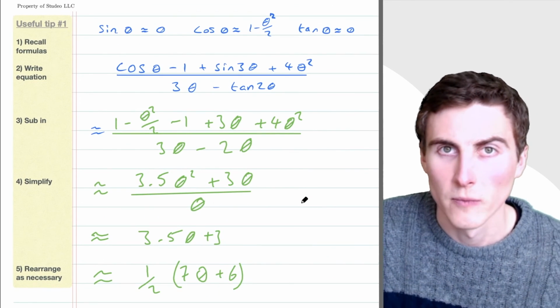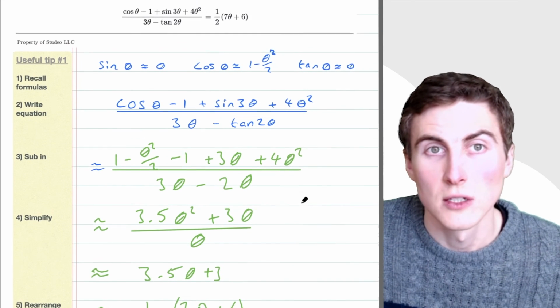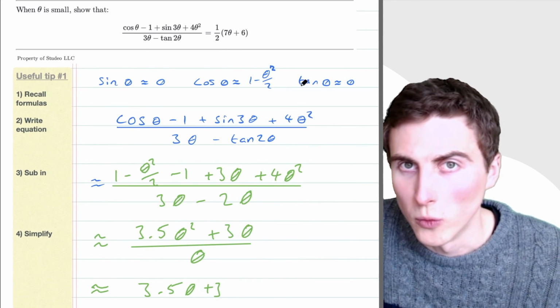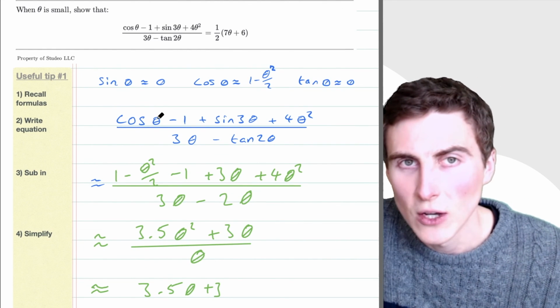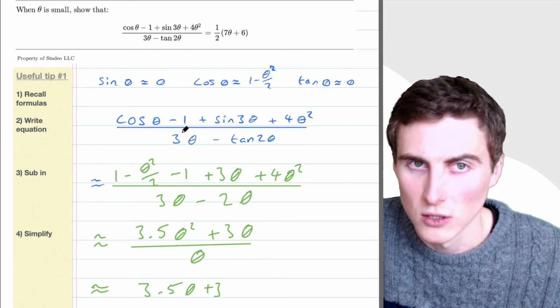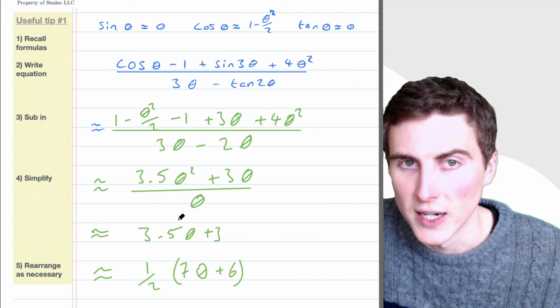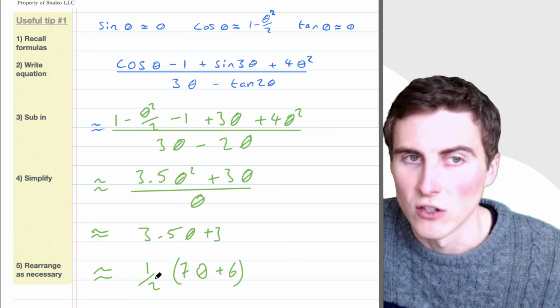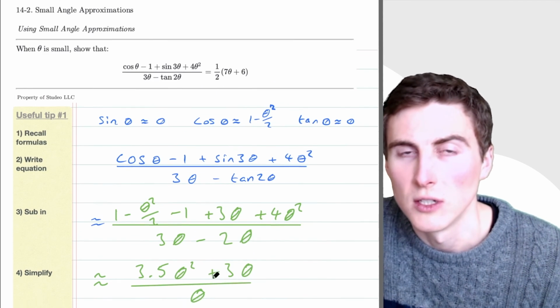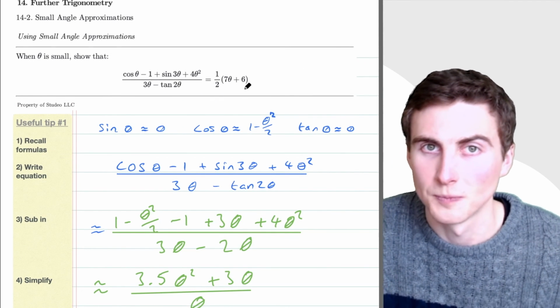And that's it. So remember, overall for these, you recall all of your formulas, you write out the equation, you substitute them into your equation, and then you just simplify it down, and finally at the end, rearrange it if you need to get it in the particular form that they want.